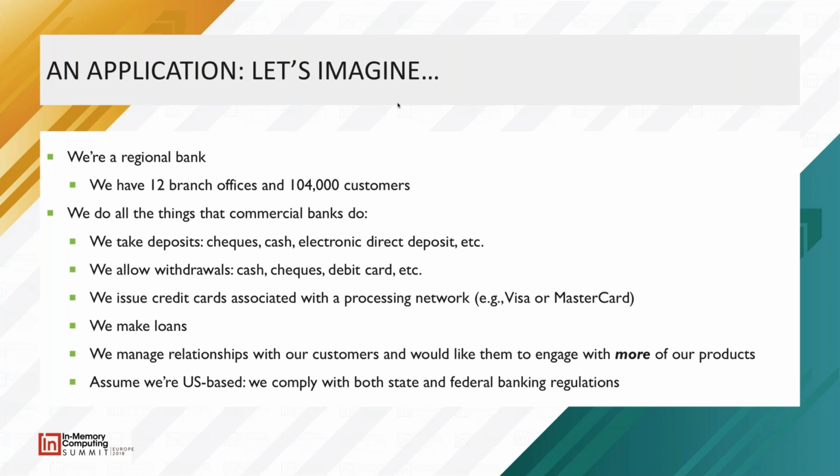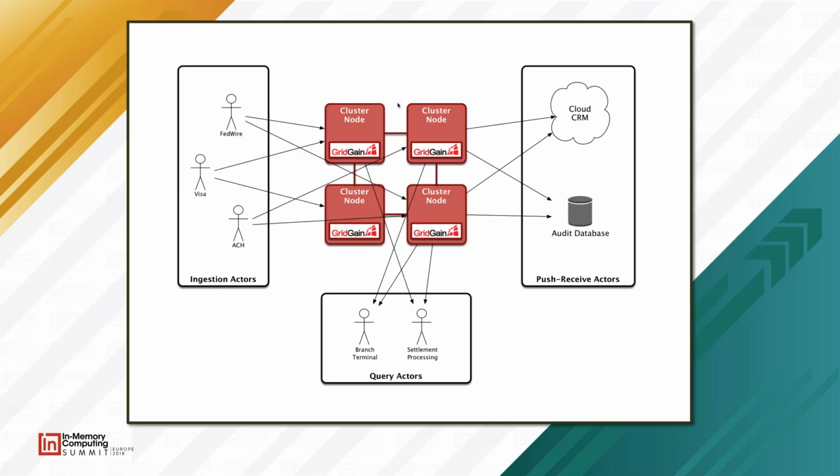If we take a look at the basic overview of our application, it looks more or less like this. There are several ingestion actors, which are ways we can get data into our cluster. There are also several query actors, which take data out of our cluster, and several push receive actors, which are things that our cluster sends data to under well-defined conditions. At the heart is GridGain, a modern in-memory data grid made up of 4 cluster nodes. Let's assume they're pretty beefy, with 512 gigabytes of RAM each.